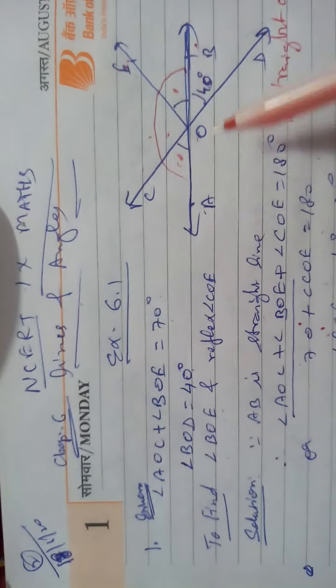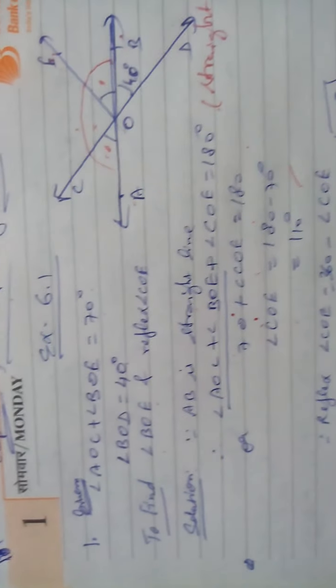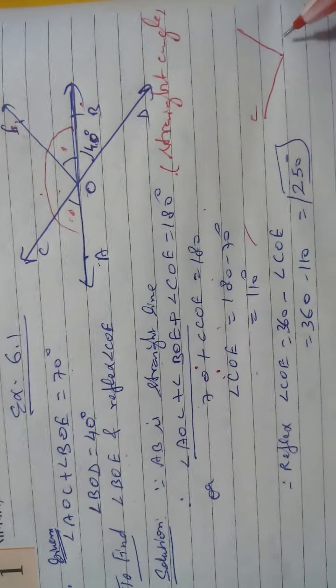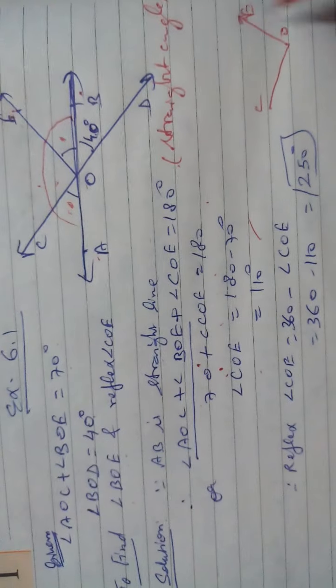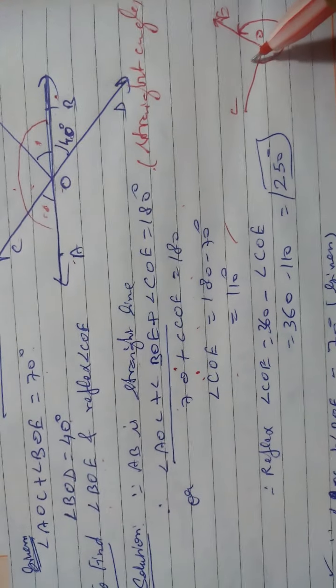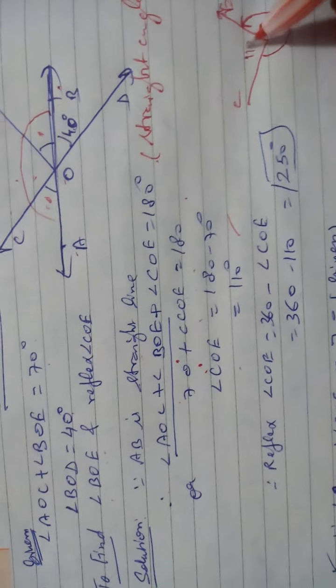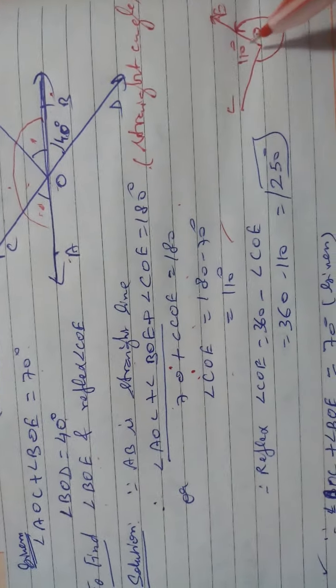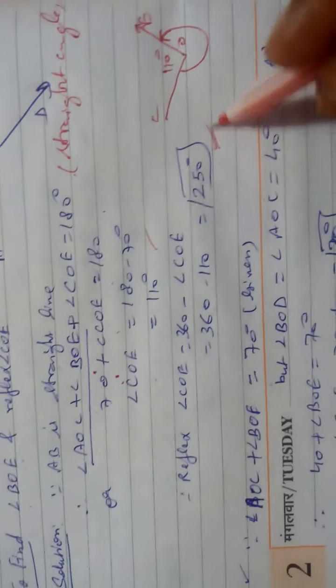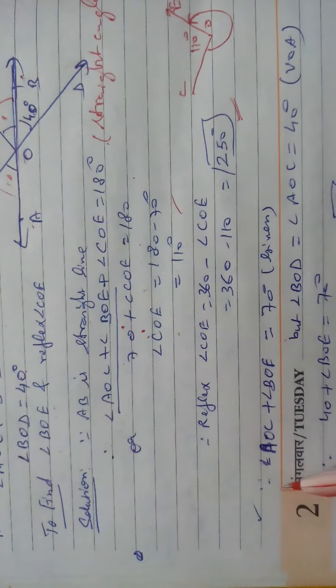Now for the reflex angle: if it is C, O, E, then this angle is called the reflex angle. So from 360 you subtract this 110 degrees, and you get 250 degrees. One answer is over. This is very easy.